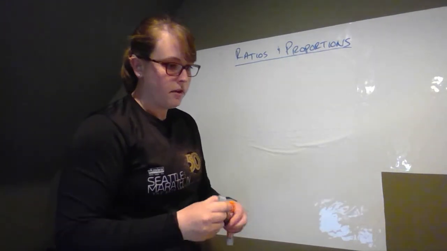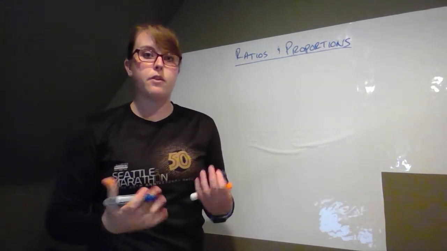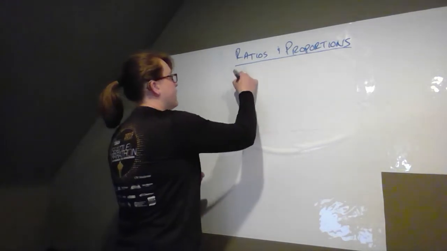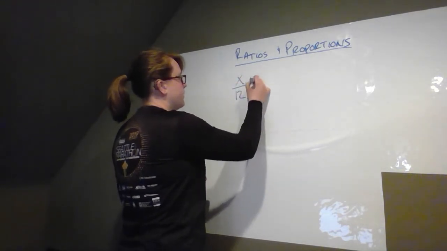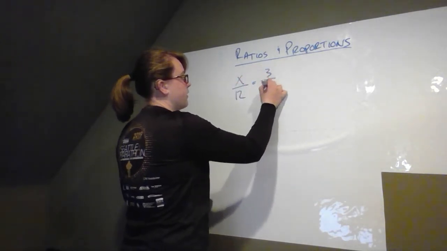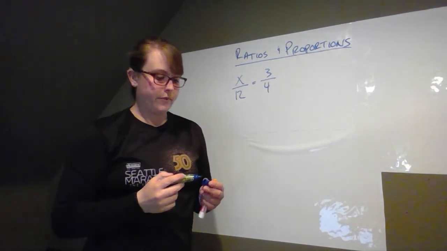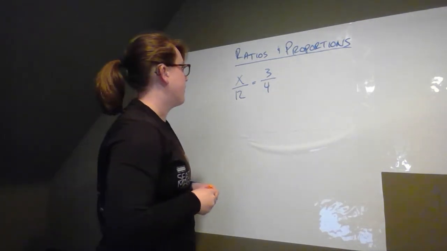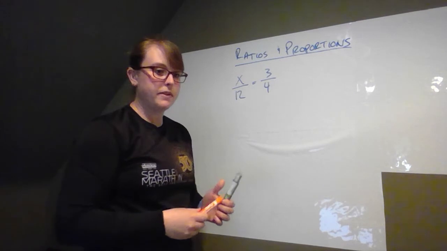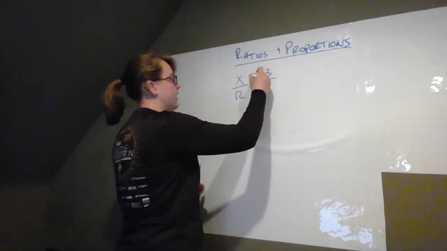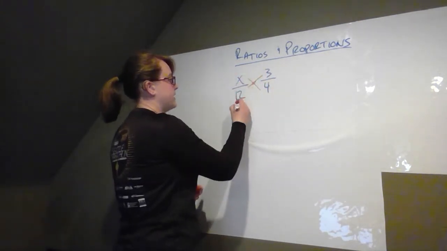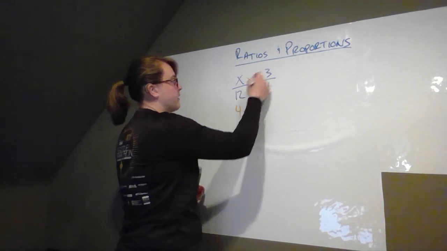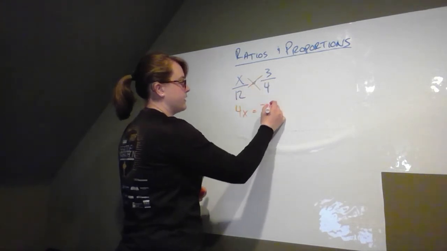Okay, so for our next one, it's going to be very similar to the one that we just did. We're going to go x over 12 equals 3 over 4. So we're going to do the same exact thing here. We're going to cross multiply. 4 times x is 4x. 3 times 12 is 36.